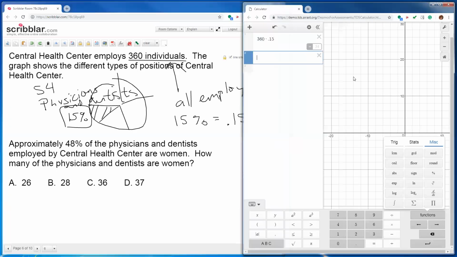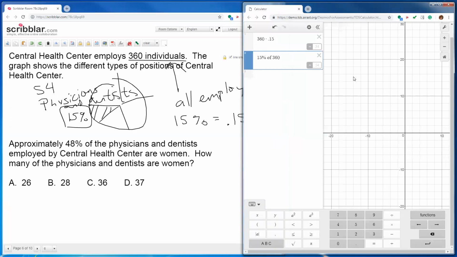Again, if you want to use that percent feature instead, you can say, I want 15, you have to click in front first, 15% of 360, and it gives you the same number. Either way you do it, you get the same number.